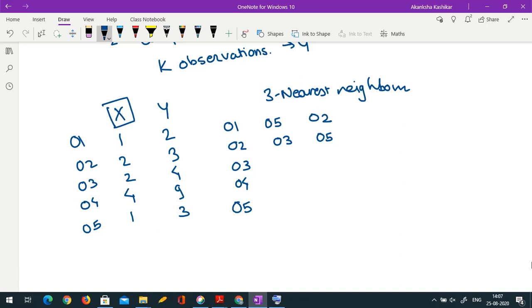For O3, nearest is O2. And again I have a choice. So let me go with O1. For O4, nearest are O3 and O2. And for O5, nearest is O1, of course after removing itself. And then I have a choice, so let me go with O2. Okay. So what I have to do now? Now I have to check responses of each of these.